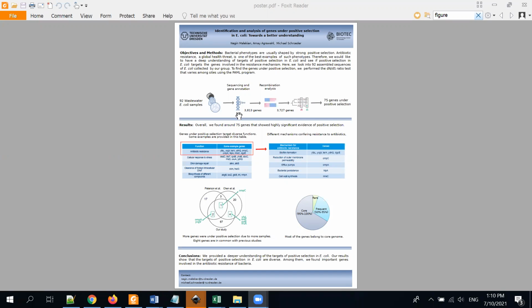Bacterial phenotypes are usually shaped by a strong positive selection. Antibiotic resistance, which is a global health threat, is one of the best examples of such phenotypes. Therefore, we would like to have a deep understanding of targets of positive selection in E. coli and see if positive selection in E. coli targets the genes that are involved in the resistance mechanism.